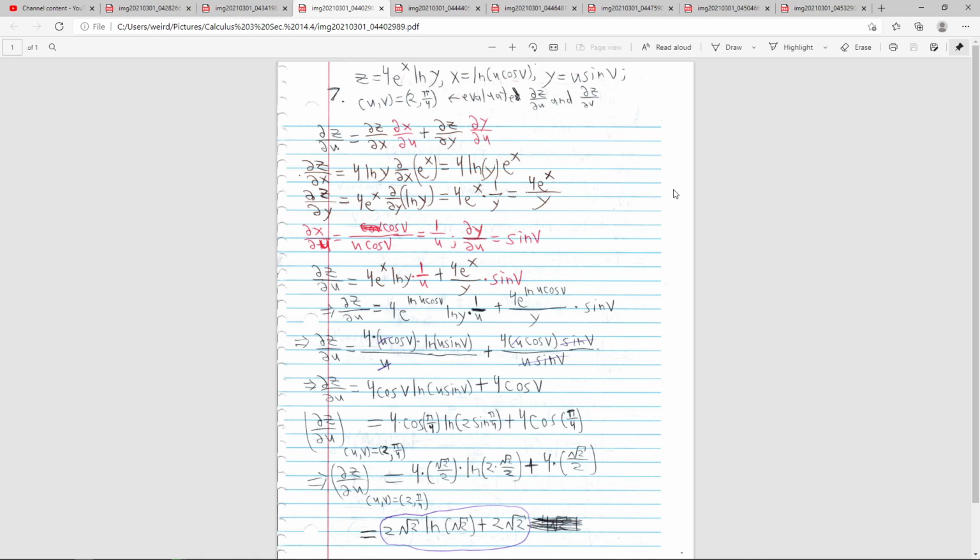You have all these complicated functions like x equals ln u cosine v and y equals u sine v. I think just read over this slowly and carefully and see it at your own pace. Eventually you get this at the end, 2 square root of 2 ln square root of 2 plus 2 square root of 2, and you could simplify that further, and in the next one I simplify it more. It just takes some effort to make sure you understand when you're taking derivatives.